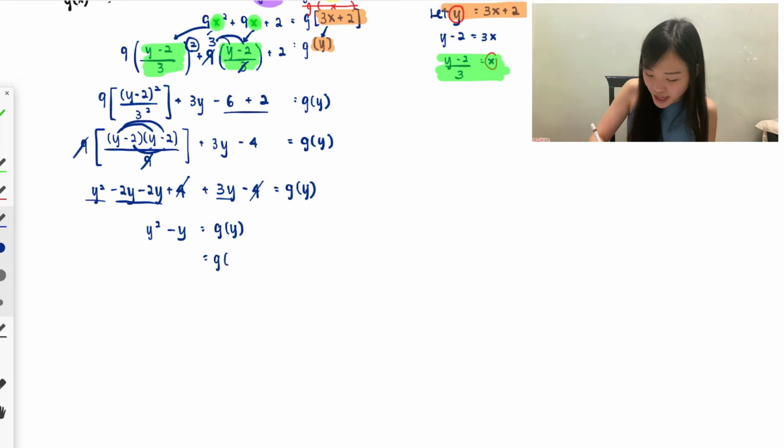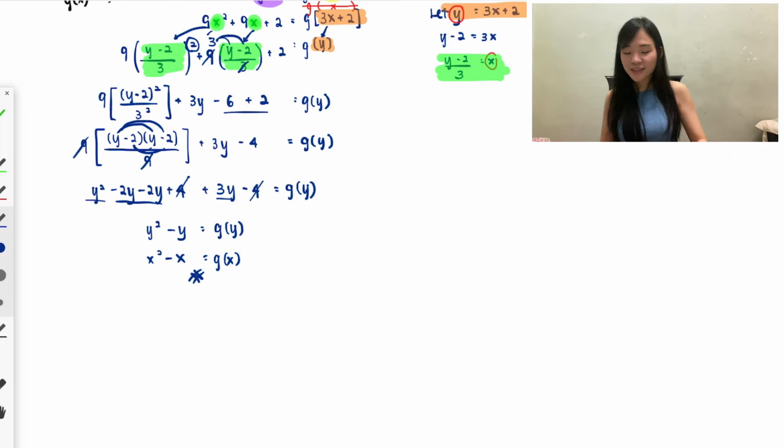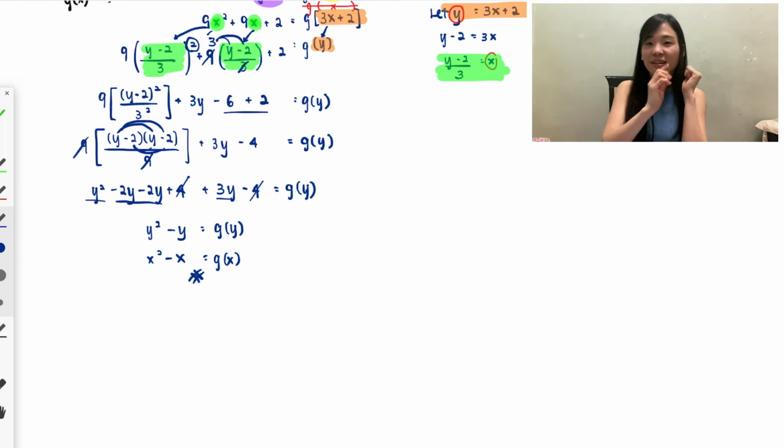But this question is actually asking for gx. So instead of alphabet y, all of them, I change it to alphabet x. And just like that, isn't it? I got the answer. Hopefully, after this video, you will totally remember how to do it whenever they give you double functions and then ask you to find back the single one.